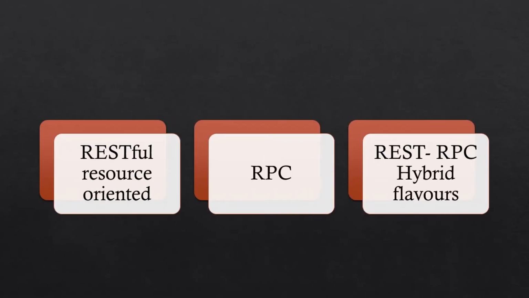So friends, let's see what are those architectural styles. The first one is RESTful resource oriented. Then we have RPC style. Then we have REST RPC hybrid flavors. So these are the three most popular styles that we have today.